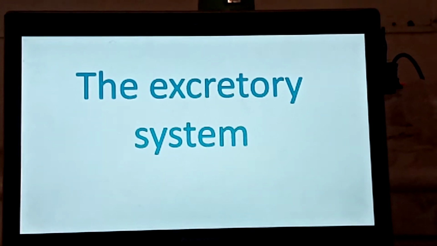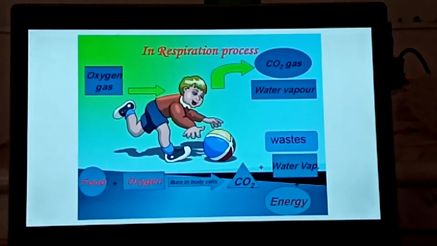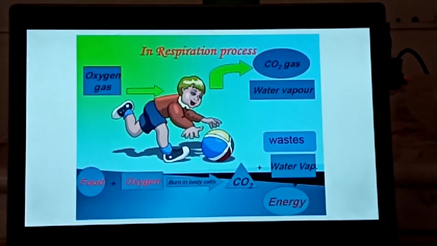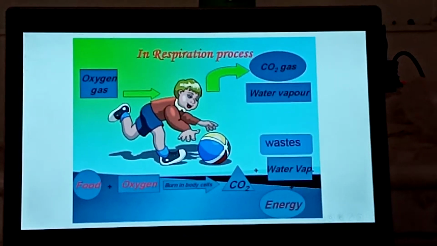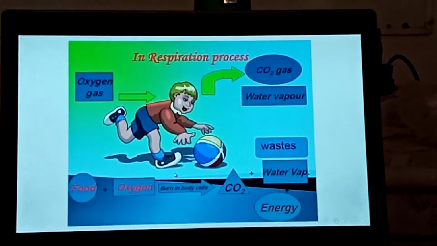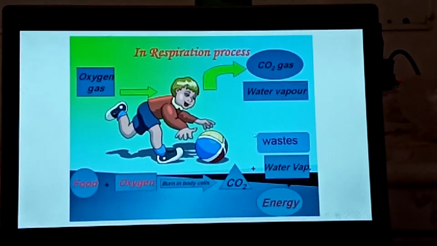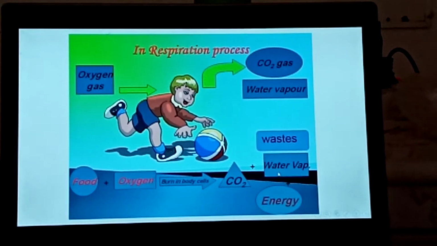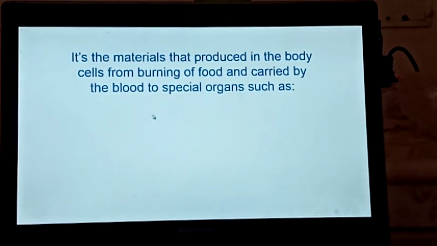We are going to study the excretory system. As we have studied, the body cells are surrounded by blood capillaries to allow the delivery of digested food and oxygen to make burning of digested food to get energy. As a result of getting energy from burning of digested food, the body cells produce carbon dioxide and water vapor and some other wastes. Okay, what are these other wastes?